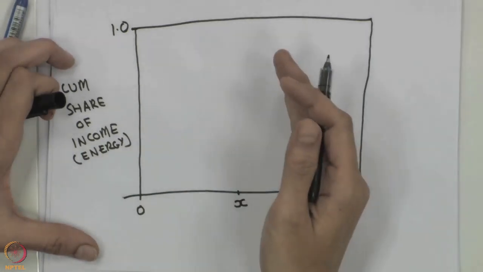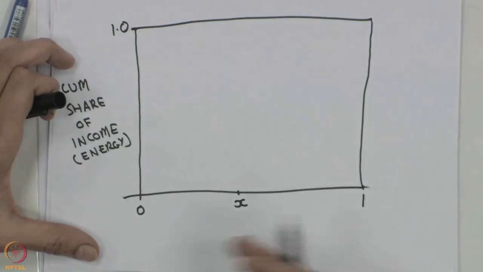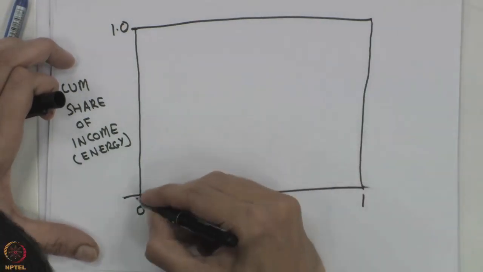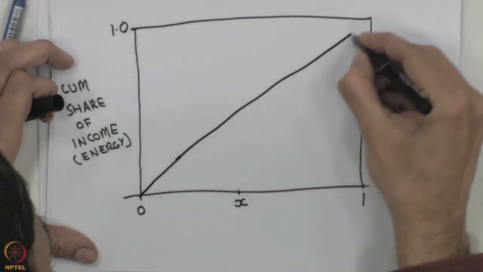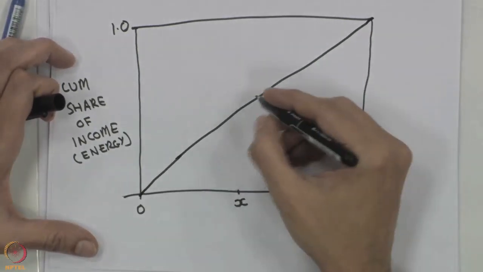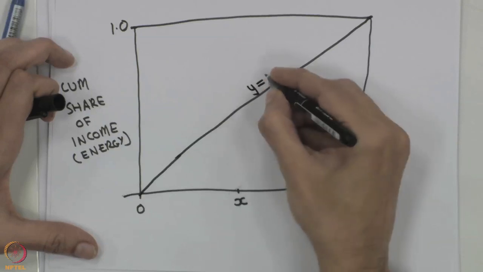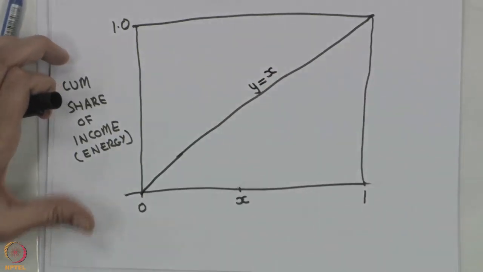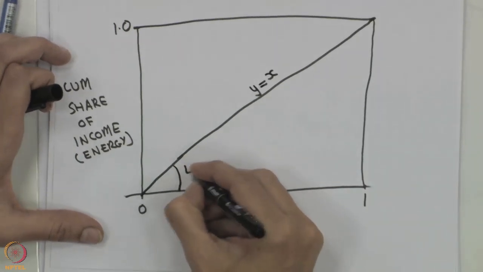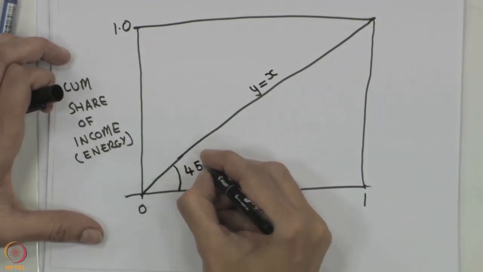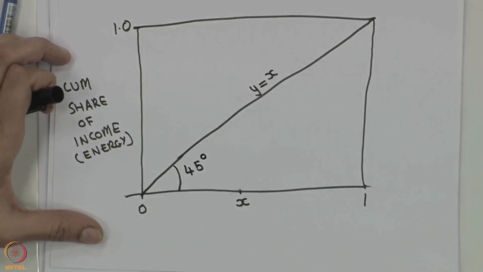If you take 20%, it would account for 20%. So, the line that we would have would be y is equal to x. This is a 45 degree line, and this is when you have complete equality.